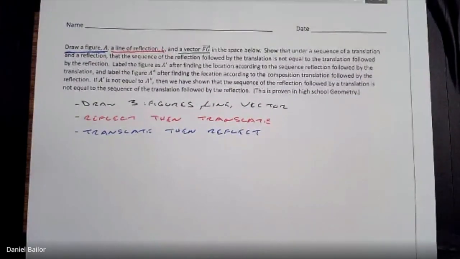And remember to take a picture of your exit ticket and turn it in onto the Google Classroom so that I can check it and make sure that you know order is important and that you can prove that order is important with these transformations.